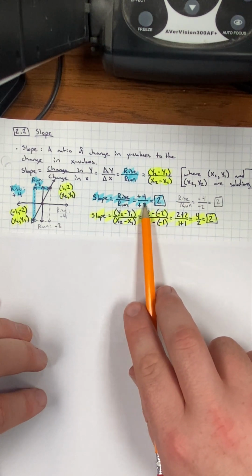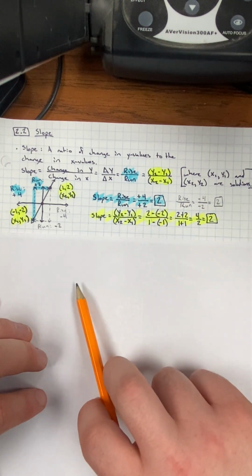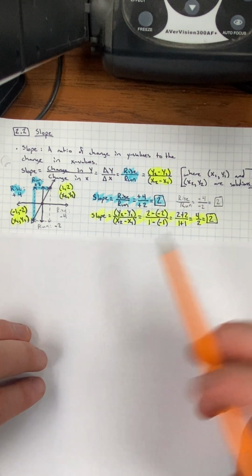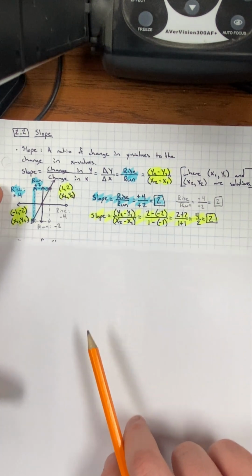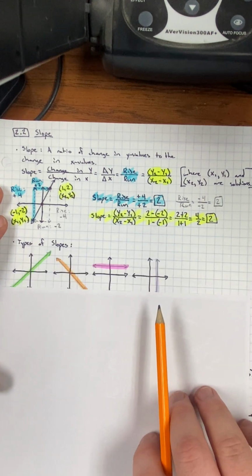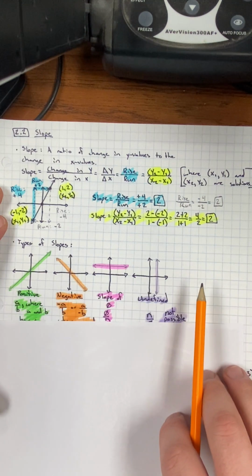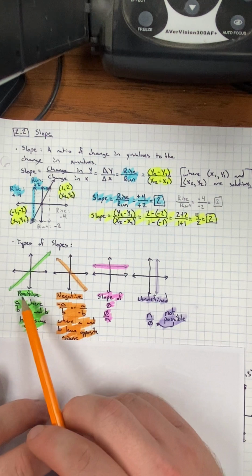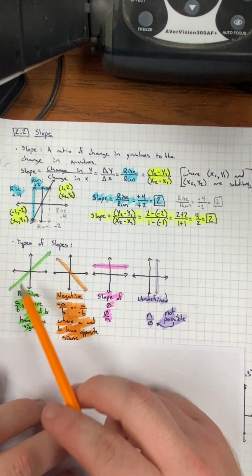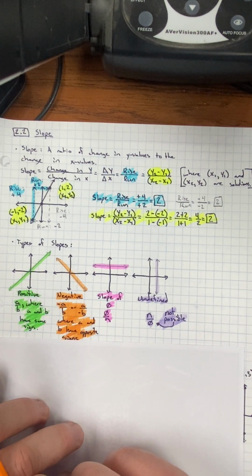Both of them involve dividing 4 by 2. It's your job to figure out which method is going to be easier, right? Okay, let's go ahead and look at the different types of slopes that we can have. So first off, let's focus on the green values. The green here represents a positive slope.